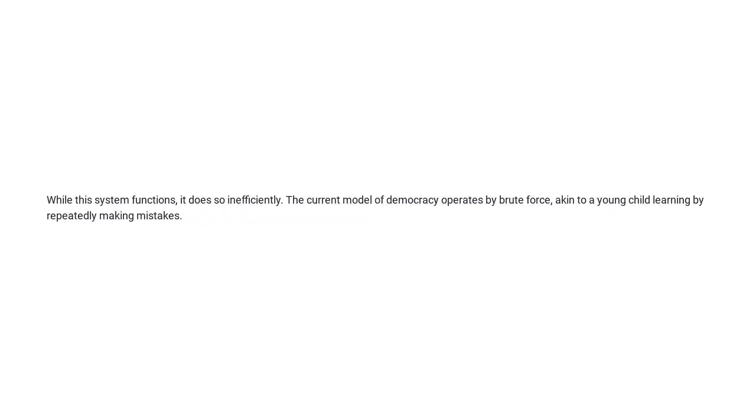While this system functions, it does so inefficiently. The current model of democracy operates by brute force, akin to a young child learning by repeatedly making mistakes. This model of democracy is old. The modern model of representative democracy, where we elect leaders every 4 years at federal, state, or local levels, has been around for over 200 years in some cases.